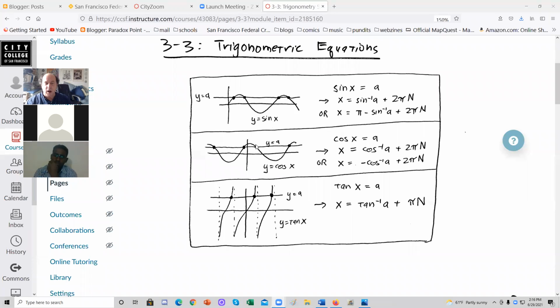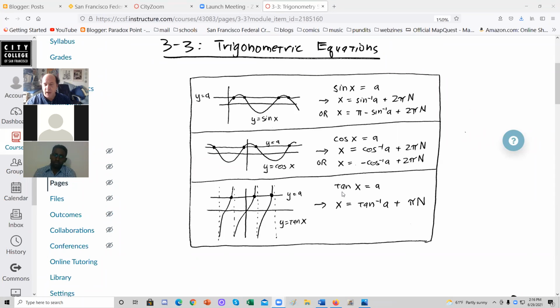Okay, so here's arc cosine a for x, and then you add multiples of 2 pi here and here and so on. Here's minus arc cosine of a, and then to that we add multiples of 2 pi. So arc cosine a plus 2 pi n, and minus arc cosine a plus 2 pi n.